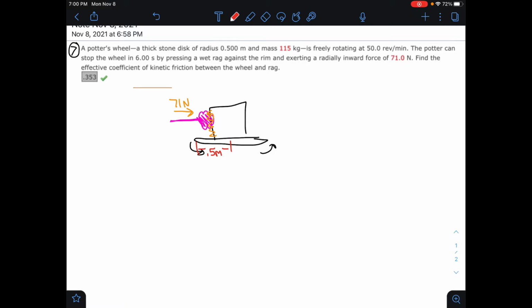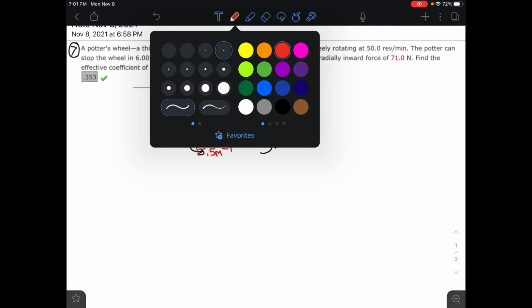The potter can stop the wheel in 6 seconds by pressing a wet rag against the rim. So this involves torque, so obviously we're going to need to do something involving torque. And what I'm going to do right away is find the moment of inertia, because more times than not that is what is necessary to solve a torque problem. So we're going to do that real quick.